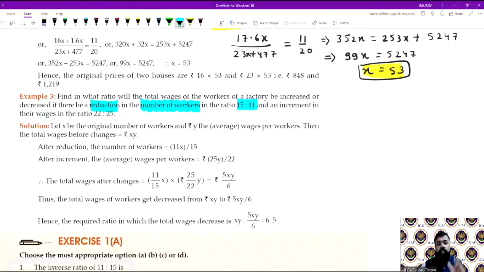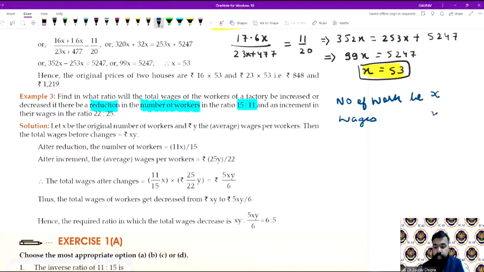In this manner we can say that the number of workers are reduced and their wages are getting increased in the ratio of 22:25. मतलब अगर पहले 22 रुपीज वेजेस मिल रही थी तो अब उसकी जगह पे कितनी मिलेगी? 25। अगर हम कहते पहले 220 रुपए मिल रहे थे तो अभी कितने मिलेंगे? 250। So first of all we have to assume x and y. So let the number of workers be x.